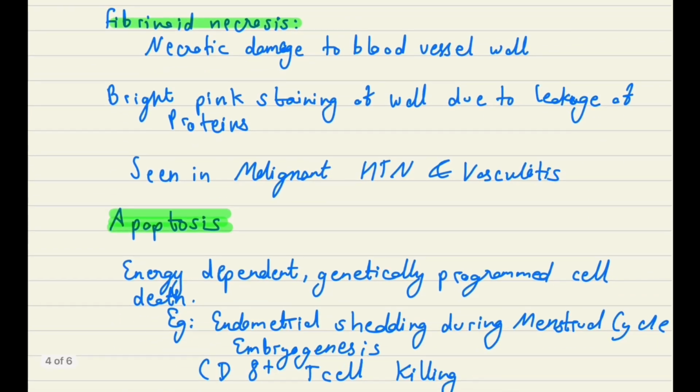Let's talk about fibrinoid necrosis. Necrotic damage to the blood vessel wall. In it, there is necrotic damage to the blood vessel wall, and due to leakage of protein into the vessel wall, there is bright pink staining of the wall microscopically. It is characteristically seen in malignant hypertension and vasculitis.